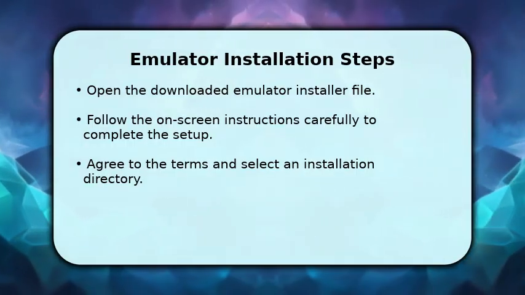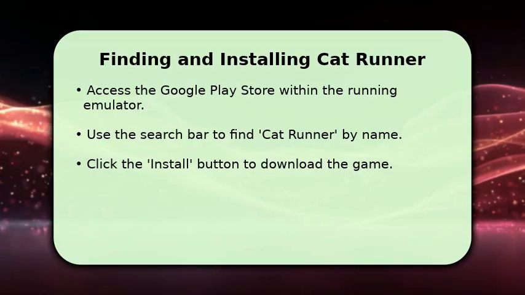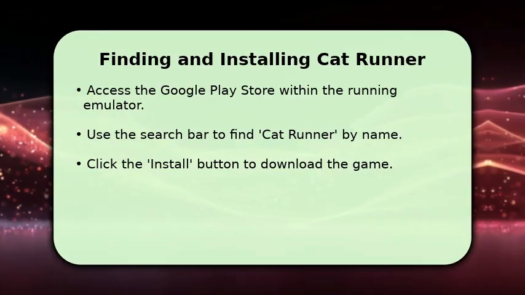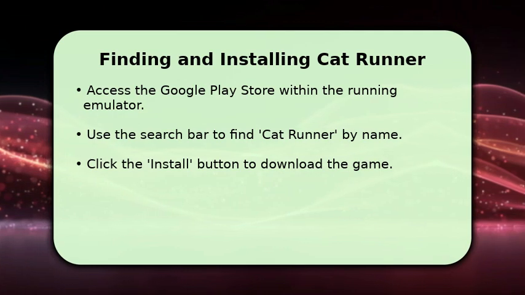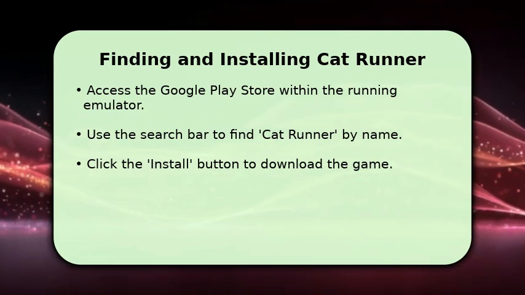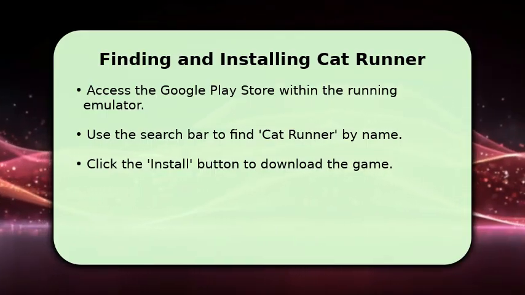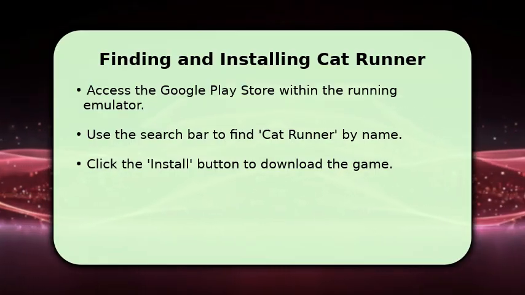Applications folder. With the emulator running, you will find an icon for the Google Play Store, similar to what you see on an Android phone. Click on this icon to open the store. Use the search bar at the top to type Cat Runner and press Enter. Once you locate the game, simply click the Install button. The game will download and install directly into your virtual Android environment, usually taking only a few moments.